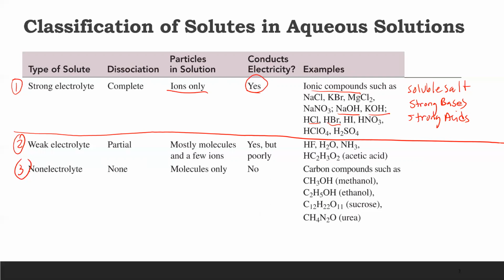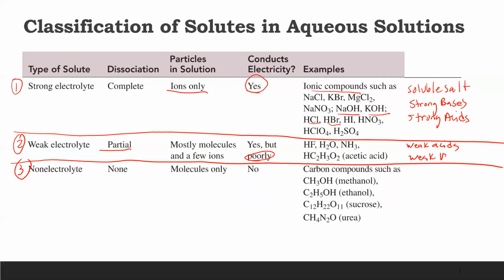Weak electrolytes are ones that are mostly molecules, and they only partially dissociate. As a result, they do conduct electricity, but poorly because they don't have a large concentration of ions. What are examples of weak electrolytes? Weak acids and weak bases. Our examples are hydrofluoric acid and acetic acid. Those are weak acids. Ammonia, that's a weak base.